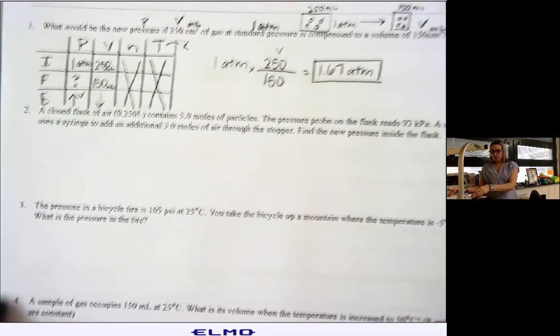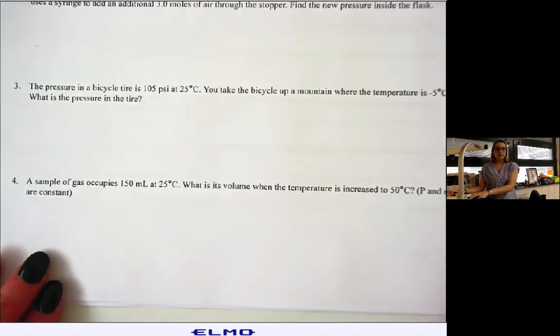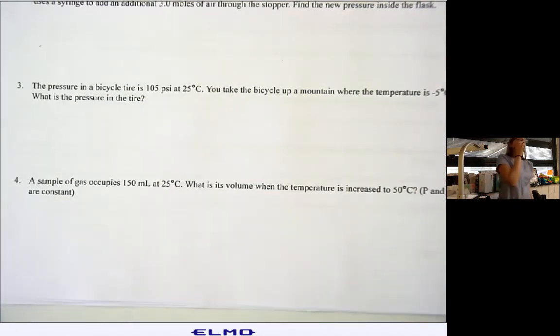So what I want to look at next is I want to actually come down to number 3. We're going to kind of skip around. I want to look at number 3. When you notice that you have a problem that has multiple of the same variable, so 2 pressures, 2 temperatures, 2 number of particles, we're going to set up a PVnT table. We have initial conditions and we have final conditions.